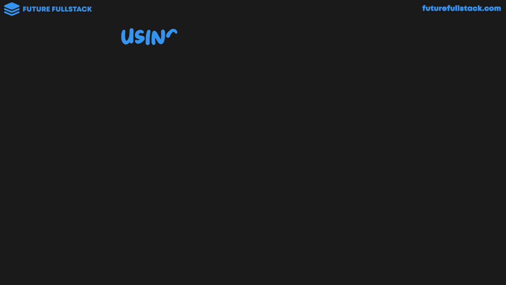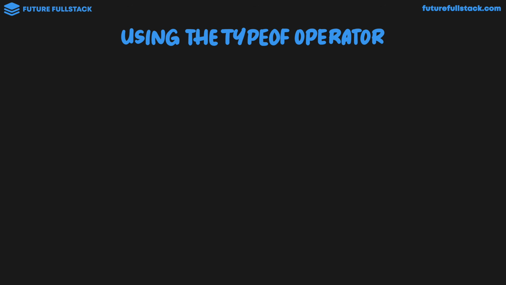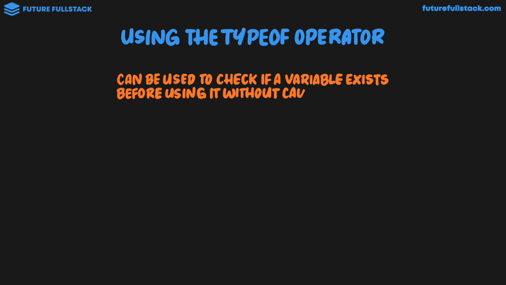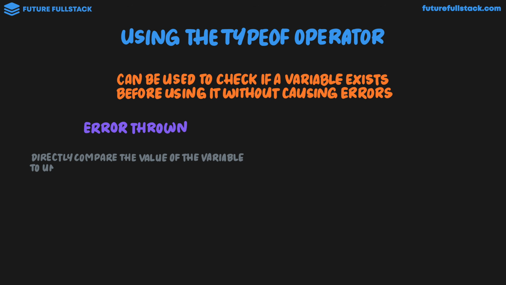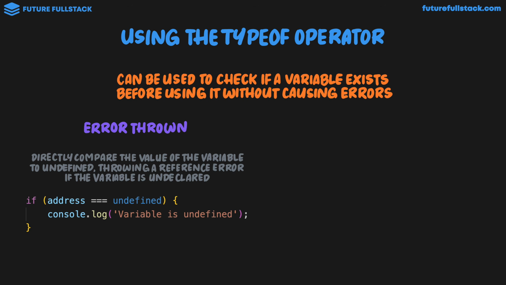So let's now talk about using the Typeof operator. The Typeof operator can be used to check if a variable exists before using it without causing errors. Let's discuss the example we just saw when an error is thrown. What we can do to check if a variable exists before using it is directly compare the value of the variable to undefined, which will throw a reference error if the variable is undeclared. So that would look like this. If address is strictly equal to the value undefined, we could output to the console variable is undefined. So let's go check this out.